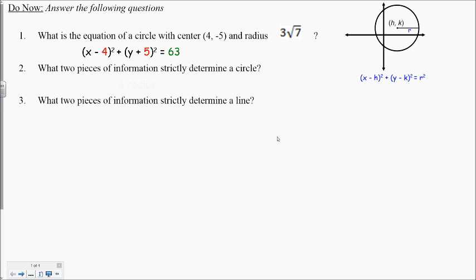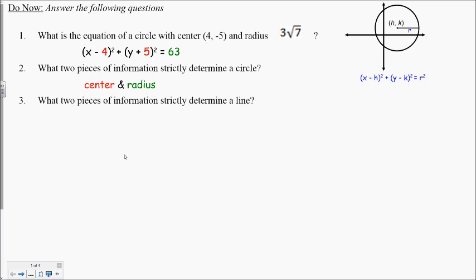Now the two pieces of information that strictly determine a circle are the same two pieces of information we used to plug into this equation. It's the center and the radius. The center gives me the position of the circle, and the radius gives me the size of the circle, or how far away each of those points on that circle are from that center. And recall that these values x and y represent the coordinates of all of the points that make up the curve that makes up this circle.